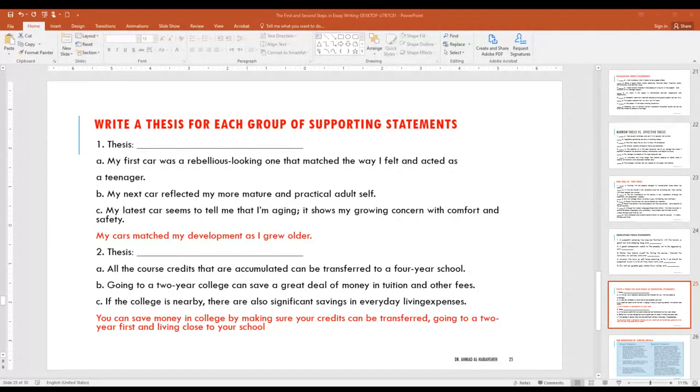Forget the one I provided here. I provided a sentence here. Forget it. I need a new one. My age seems to affect my choice of cars. Yeah, good. Acceptable, Yasin.